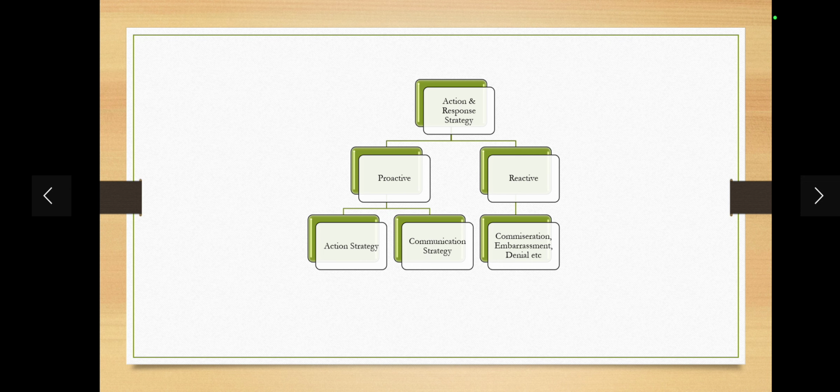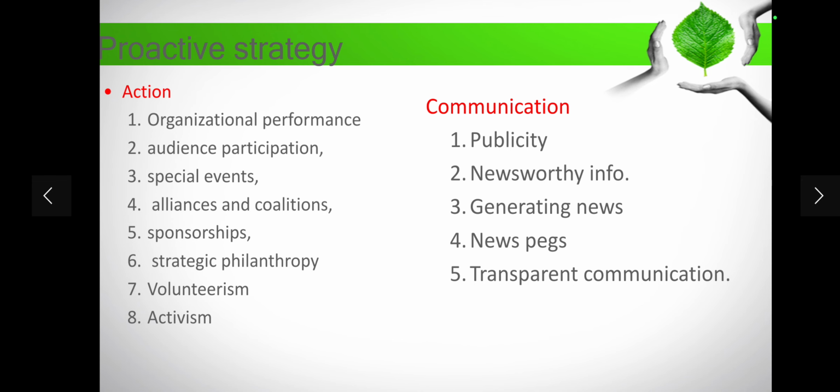Right. So let's go back. So you see the action and then the communication. So the action ones were the ones we talked about: organizational performance, audience participation, volunteerism, strategic philanthropy. You have the slides for this. So sometimes I bring certain slides in here to help jog your memory of some of the things we have discussed, so that you see the slides and then you go, it's in that other video, or that is what he sent to us, or that was what we discussed in class. Right. So you see action and then communication.